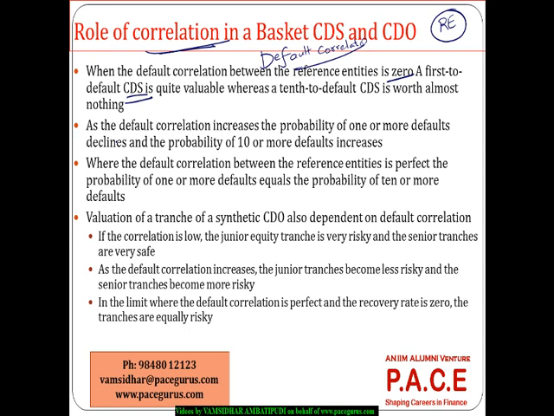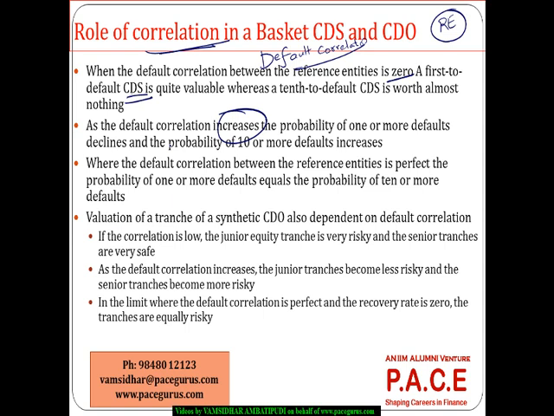10 of them defaulting could be much, much lesser. Whereas if the default correlation is very high, it means if one of them defaults, probably the second one also defaults. If one of them doesn't default, the second one may not default. Now, what is happening? If the defaults occur, probably both of them may default, otherwise none of them may default.